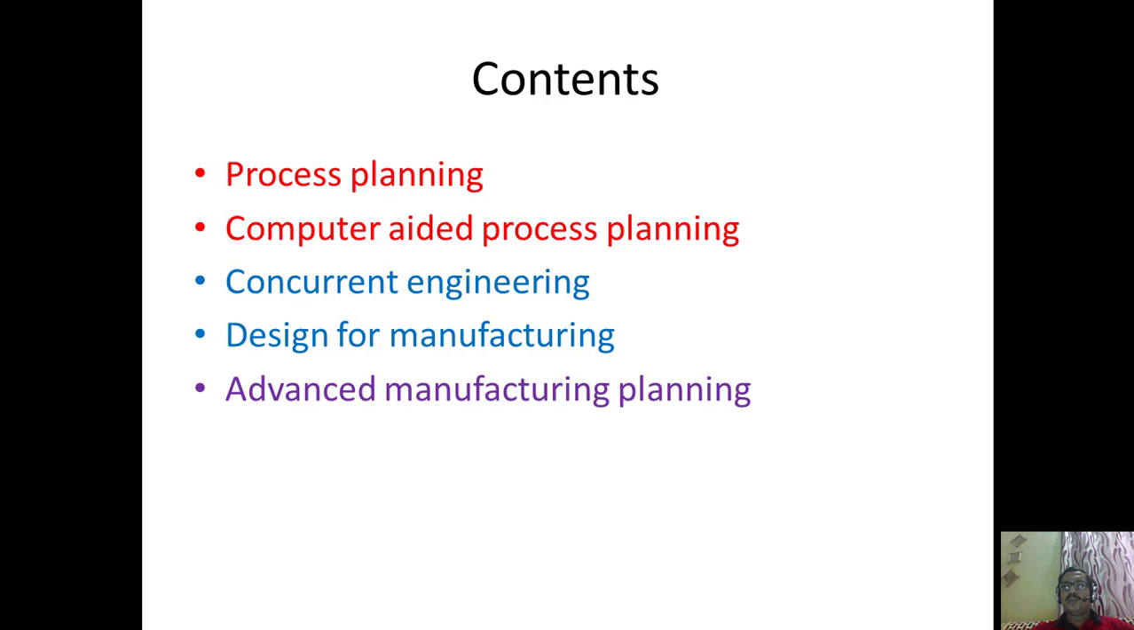Here, design for manufacturing means that whenever design is conducted for a particular product, the manufacturing concepts or manufacturing constraints should be understood by the design people, and then this concept will be fulfilled, and also the concurrent engineering concept will be fulfilled. And for that CAPP gives the right direction. Finally, we go for advanced manufacturing planning.